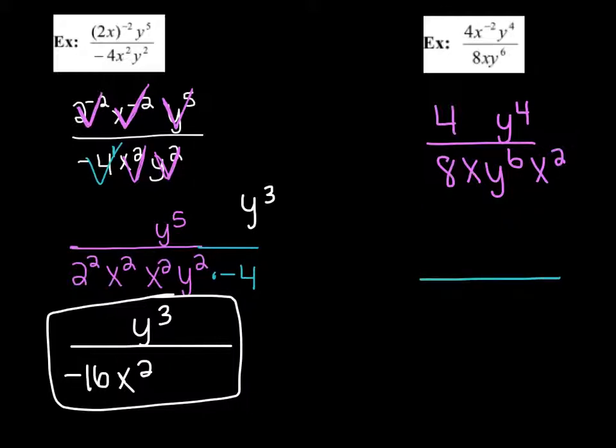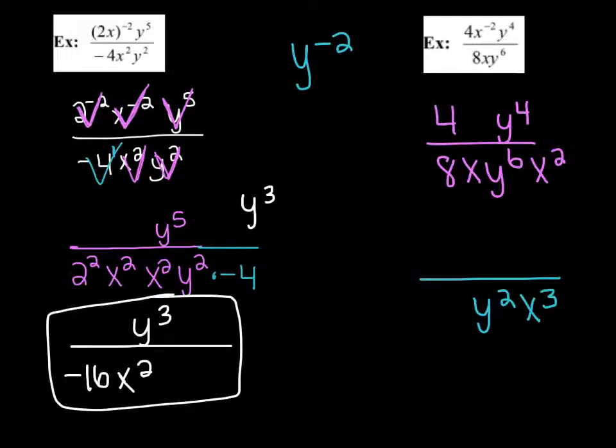So y to the fourth over y to the sixth. There's 4 y's on top, 6 y's on bottom. After you cancel, there's going to be 2 y's left, and those 2 y's are going to be located on the bottom. Also, if you apply the subtraction rule, you'd have y to the negative 2, but because it's negative, that means it goes to the bottom. X times x squared is x to the third.